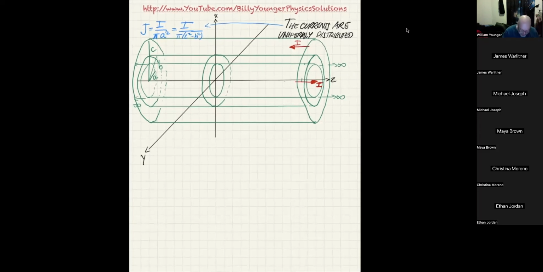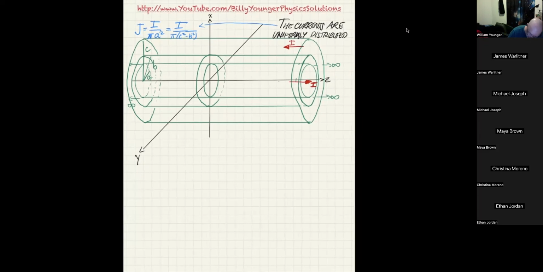So what we're going to do is find the magnetic field everywhere. So my problem here is B equals question mark everywhere.